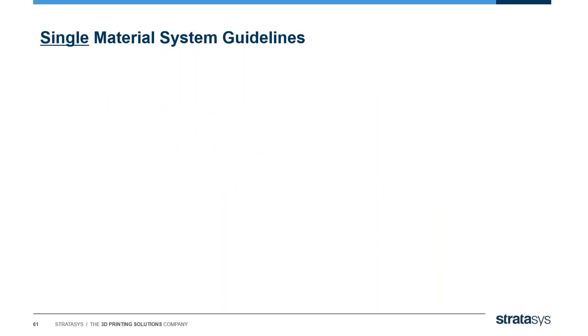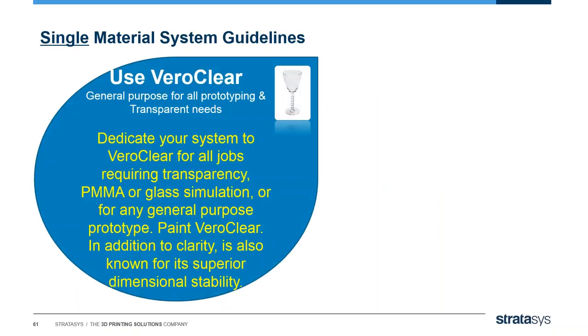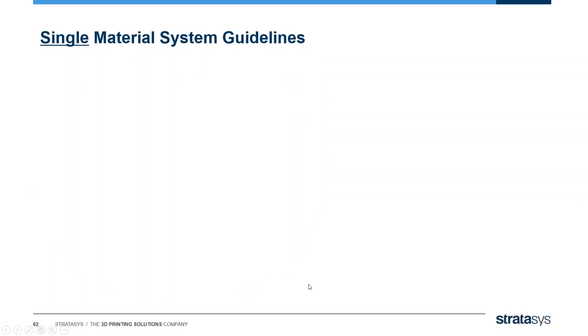Recommended system configuration, to come to a conclusion. This is a single material, Vero Clear. Dedicate your system to Vero Clear for all jobs that require transparency, PMMA or glass simulation, or for general purpose prototypes. Paint Vero Clear in addition to clarity. You have a very nice and superior dimensional stability.